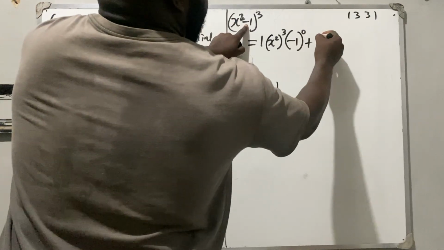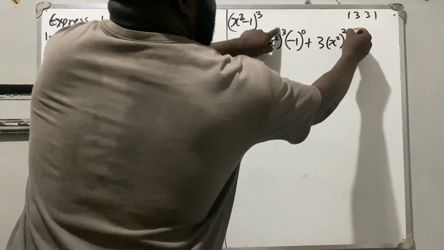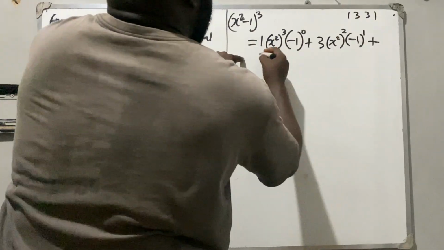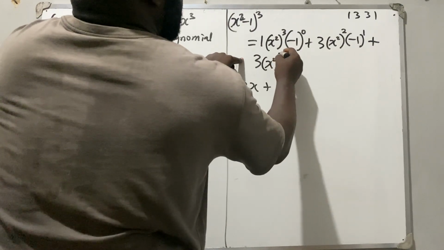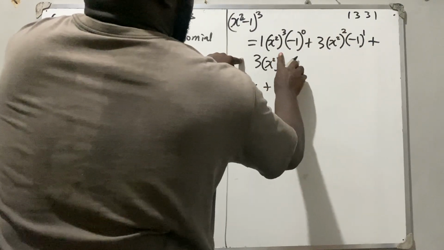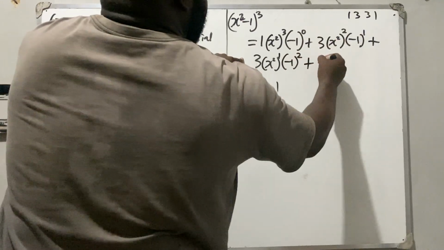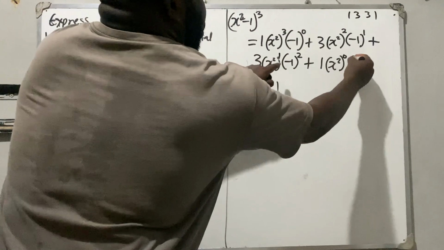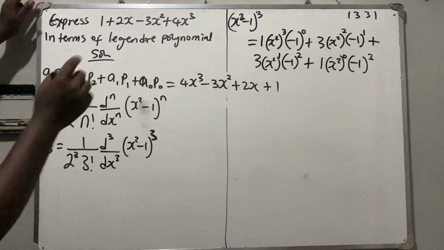Plus, you are picking this one now, 3. This first one you wrote here will now reduce to raised to power 2, while the other one will now increase to raised to power 1. Plus, you pick the next one, 3. This first one you wrote will now reduce to 1, while the other one will now increase to 2. Plus, finally, I'm having 1. This first one will now reduce to 0, while the other one will now increase to 3. And then you now get the final answer.